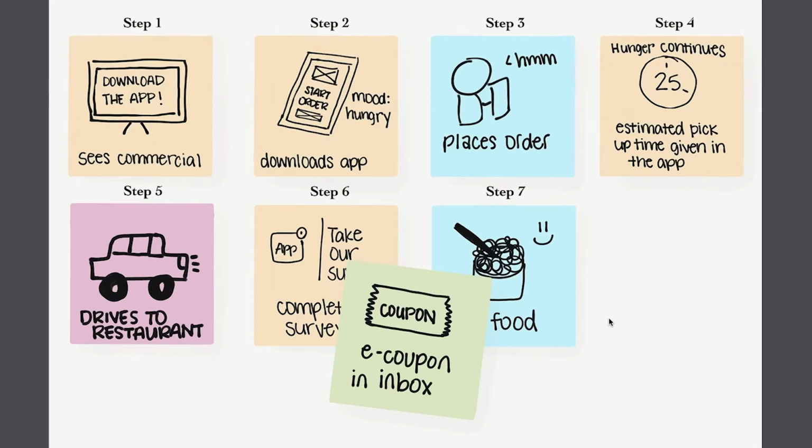Let's look at an example of a UX storyboard for a food delivery app from the Nielsen Norman Group. You can see that the storyboard depicts 7 main stages of the user's interactions with the app. You can also see an additional event right here. It depicts a coupon that the user gets after they fill out the survey.